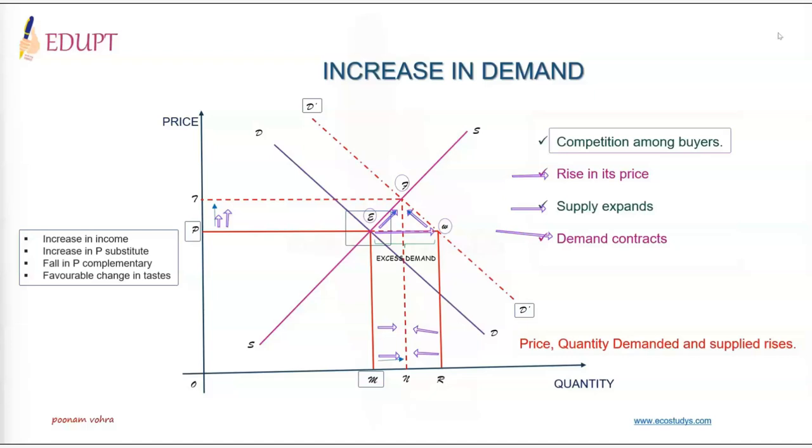It continues till the new demand curve equates the original supply curve, that is at F. The new equilibrium price is OT. Overall impact is that price, quantity demanded and supplied rises, and new equilibrium quantity is ON.